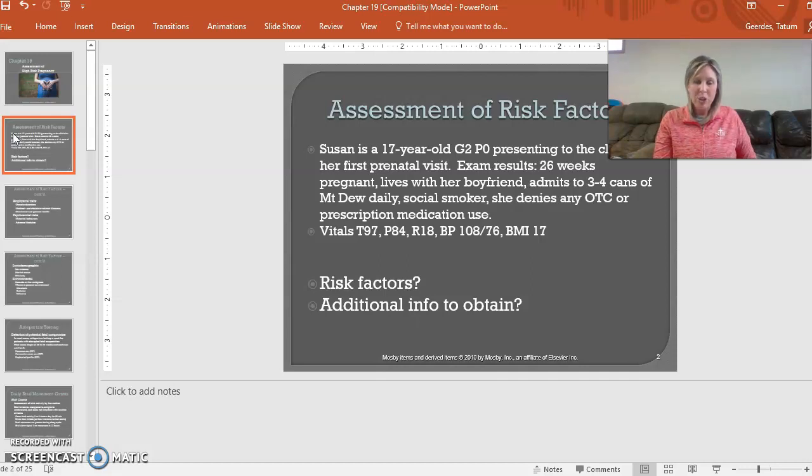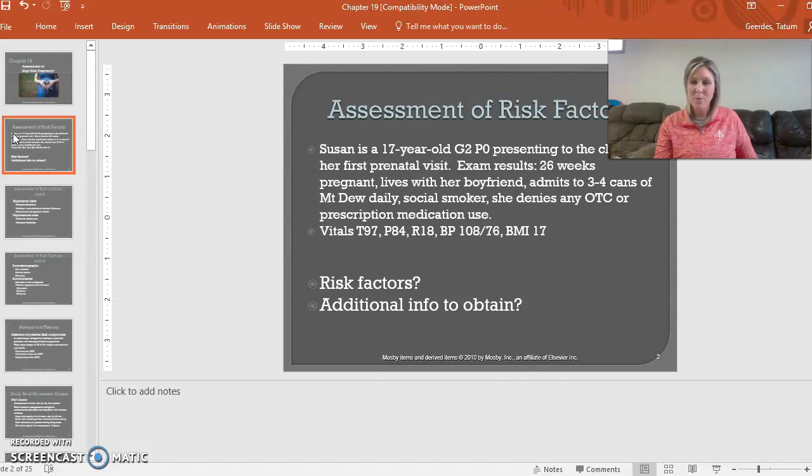So as I'm looking at this information, I see that she's 26 weeks pregnant, and this is her first prenatal visit. So already that tells me that she is late to prenatal care, and that increases her risk factors for this pregnancy. Also, she drinks 3 to 4 cans of Mountain Dew daily, and that increases her caffeine consumption, which could predispose her to a miscarriage.